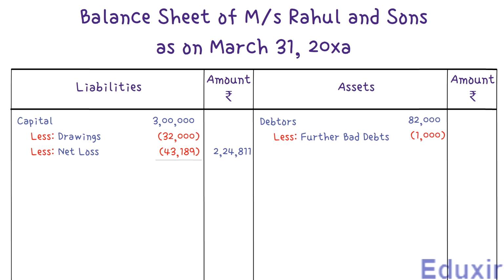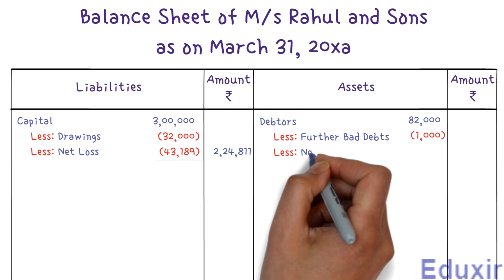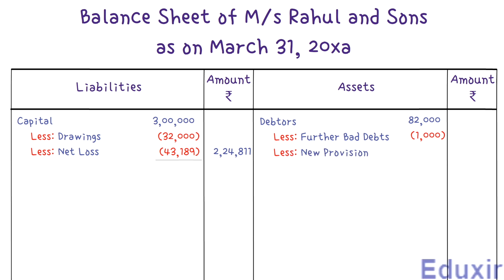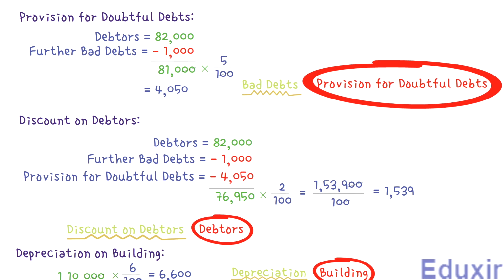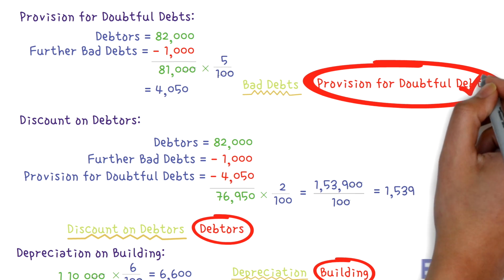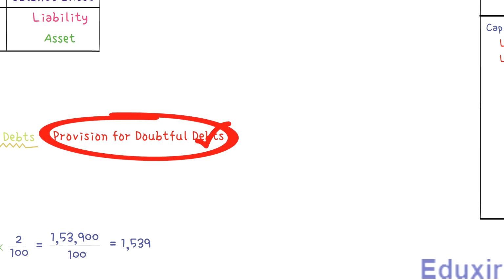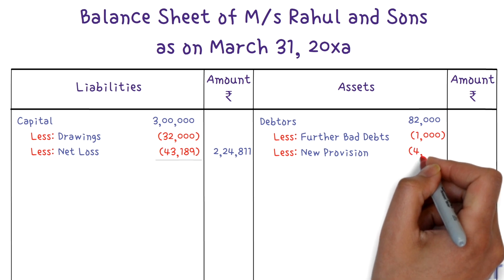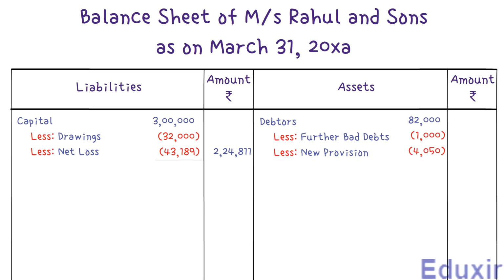Now after further bad debts, the next adjustment that should be made to the debtors is the new provision for bad debts. The provision for bad debts reduces the debtors asset. So let's write less new provision. As we have already calculated, the provision for doubtful debts is 4,050 rupees. So let's write this new provision amount of 4,050 rupees in the balance sheet under the debtors. This 4,050 rupees should also be subtracted from the debtors amount.